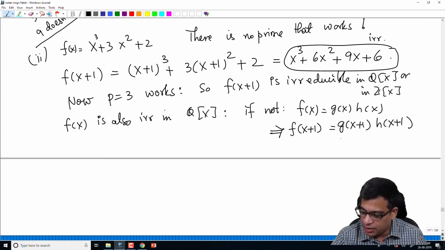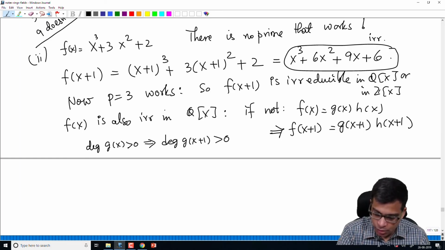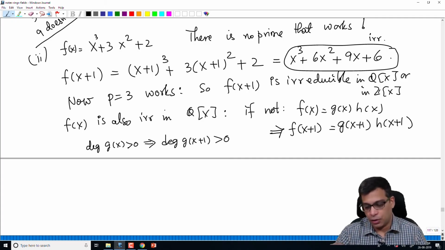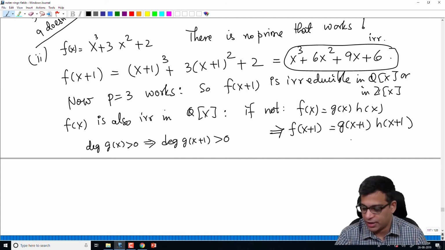But this, if g of x is positive degree, this implies degree of g of x plus 1 is also positive, because again if g of x is x power 3, x power 2, g of x plus 1 will also have an x squared term there, because x plus 1 whole squared will appear, and that will give you x squared. So the degree of g of x plus 1 is the same as degree of g of x, degree of h of x plus 1 is degree of h of x, and here you have written f of x plus 1 as a product of two positive degree polynomials.